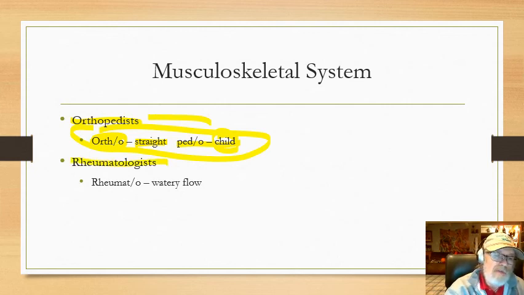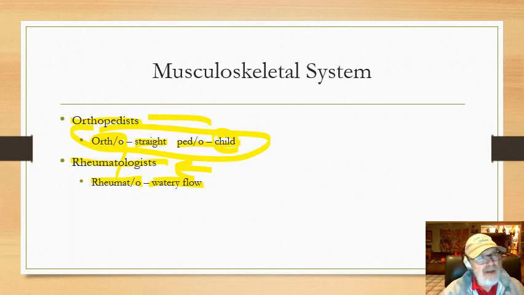Rheumatologist. One word root that they have is rheumato, and rheumato means watery flow. A lot of things in rheumatological conditions involve a lot of edema, which is a lot of fluid that collects in the tissues. And maybe that's where that came from. I really don't know for sure, but that's where that might come from.